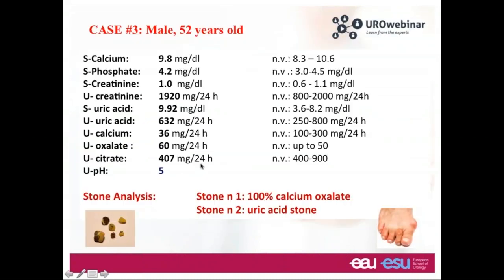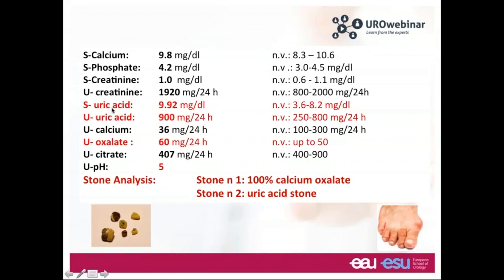The third case is a male. Again, we have the 24-hour urine collection. The stone analysis shows 2 stones, one 100% calcium oxalate, and the second a uric acid stone. So it's a mixed stone, or 2 stones in the same patient. What is wrong? If it was a live interaction, I would ask, but now I will give you the results. There is elevated uric acid in serum, elevated uric acid in urine, and elevated oxalate in urine.